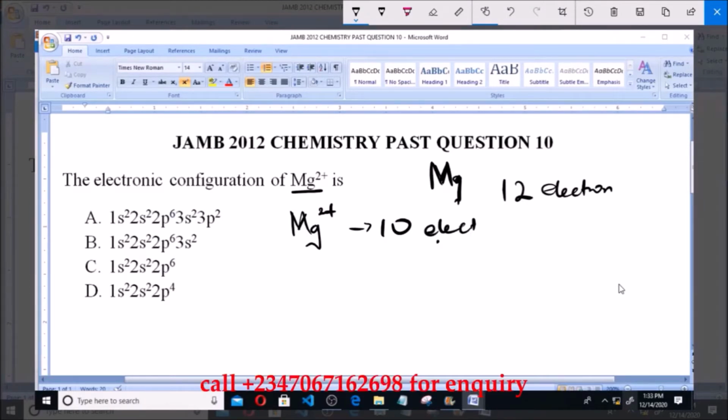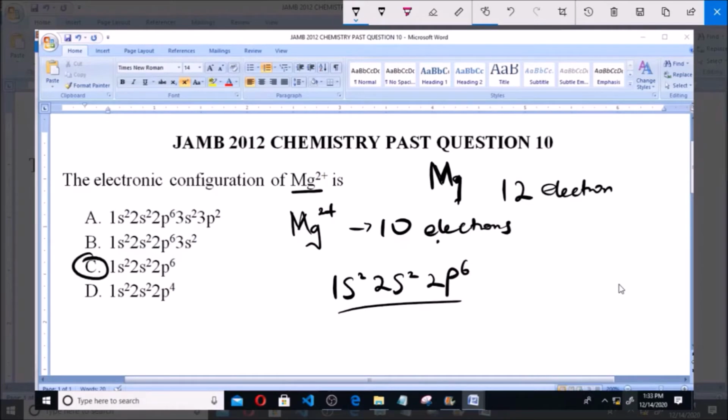So now, writing the electronic configuration for these 10 electrons will be 1s2, 2s2, and 2p6. So the answer to this question is actually option C.